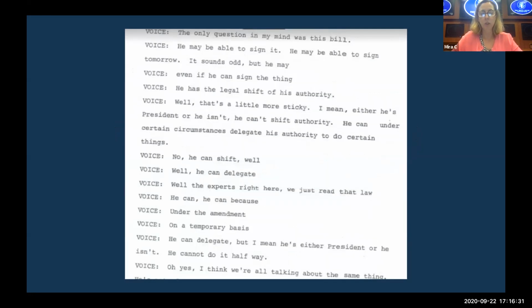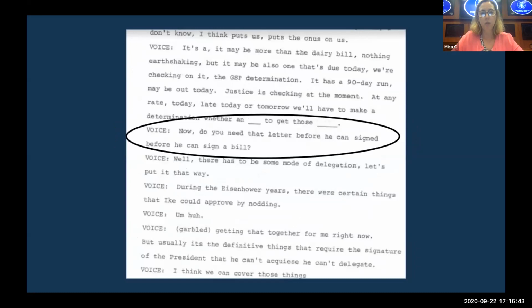And they're trying to figure out here the 25th Amendment. Is he president or is he not? Can he shift authority under the amendment on a temporary basis? How does this all work? And they're focused on this bill that needs to be signed.